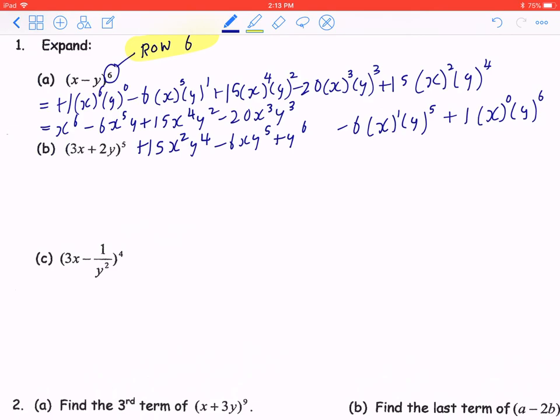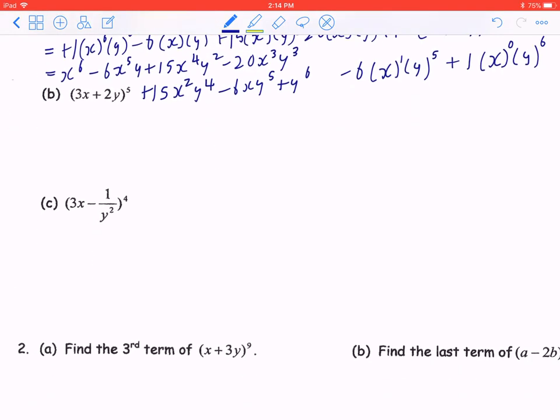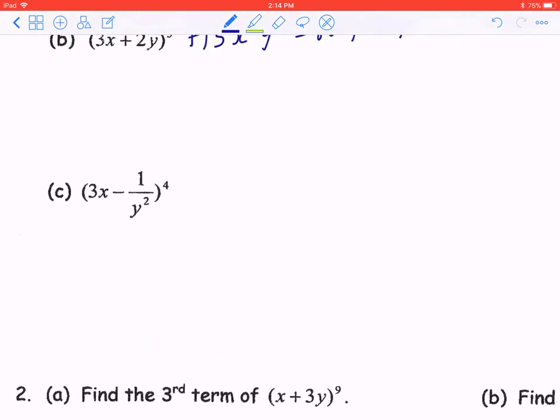Now, I'm going to show you one more, then you try the other one. So if you look at B and C, I'm just going to make the assumption that C looks more difficult than B. So you try B, I'm going to show you C, and then we'll continue in the next part. We're going to show you so much more.